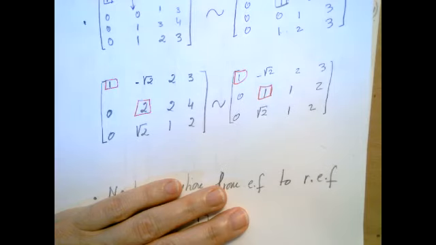Work to reduce, get to make row 3 to get rid of the root 2. Very good. You want to get rid of the root 2. What shall we do?